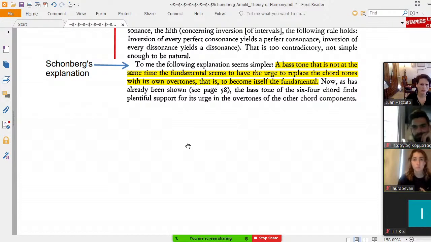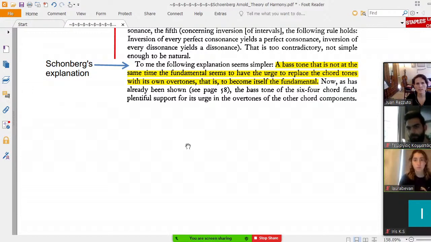A bass note that is not at the same time the fundamental, or the root, seems to have the urge to replace the chord tones with its own overtones, that is, to become itself the fundamental. Naturally, remember that because of the overtone series, the lowest tone we always refer to as the fundamental note. So everything that we put on the bass will naturally be connected, so we can unconsciously refer to a fundamental note, not a random overtone.